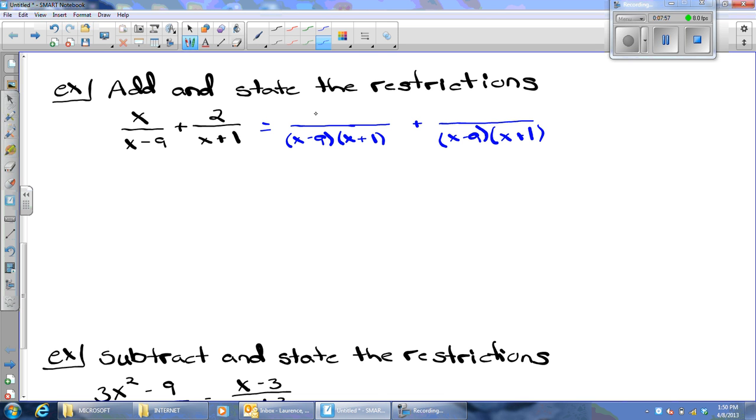So over here we have x times an x plus 1. Whatever you do to the bottom, you do to the top. And over here we have 2 times x minus 9. Now to make things easier, I am going to FOIL the bottom and factor the top. So for the first one I have x squared plus x.